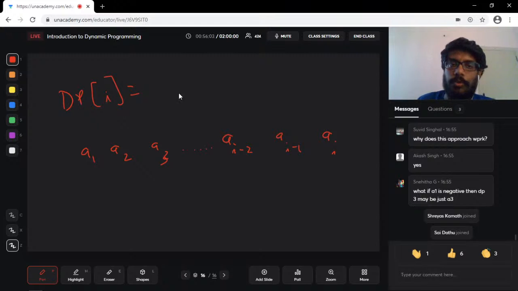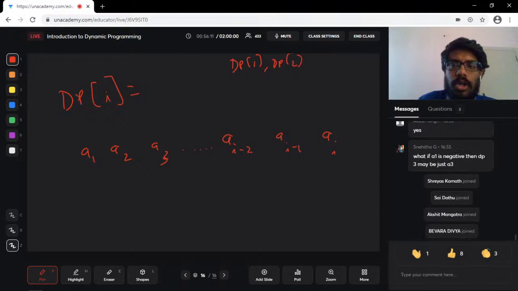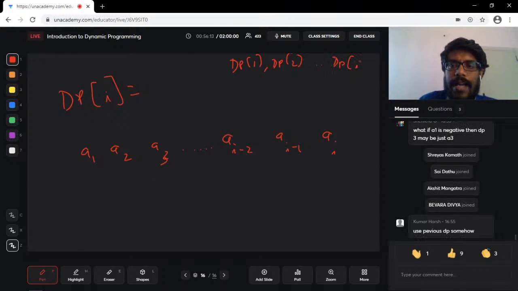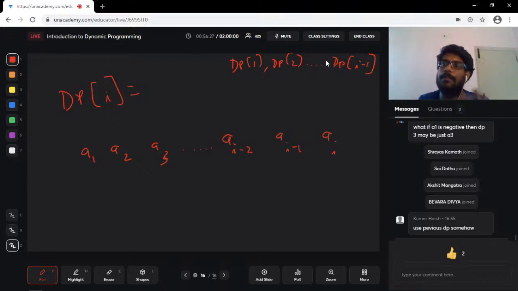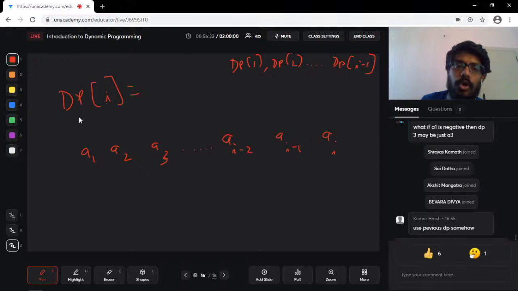So what do I know? If I'm computing dp of i, it means that dp of 1, dp of 2, all the way up till dp of i minus 1, all of these terms I've already computed. Because I'm computing them one by one, starting with a small instance, then a larger, then a larger. All the dp's before me, I've computed and stored in a dp array.